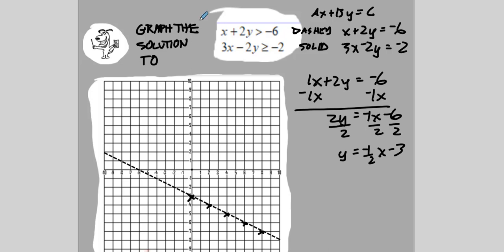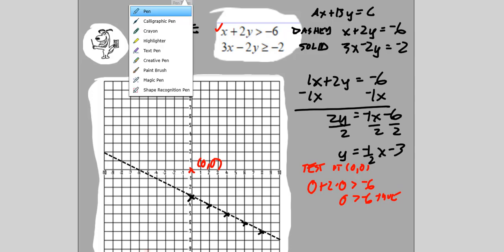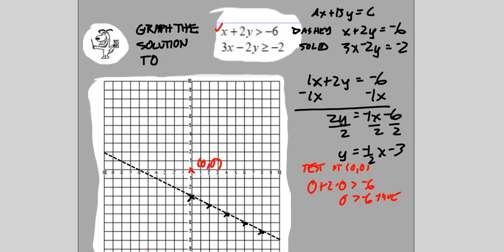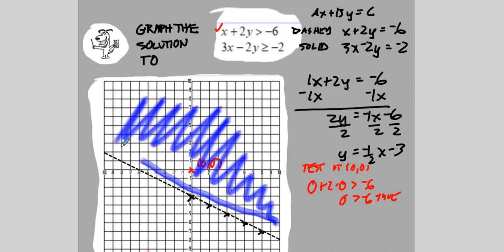Let's take a test point. We'll use 0, 0. It's not on the line here. Plug it into the original inequality, 0 for x, 0 for y. 0 greater than -6 is true. So we shade up in the upper half plane. Okay, it does not include that boundary.